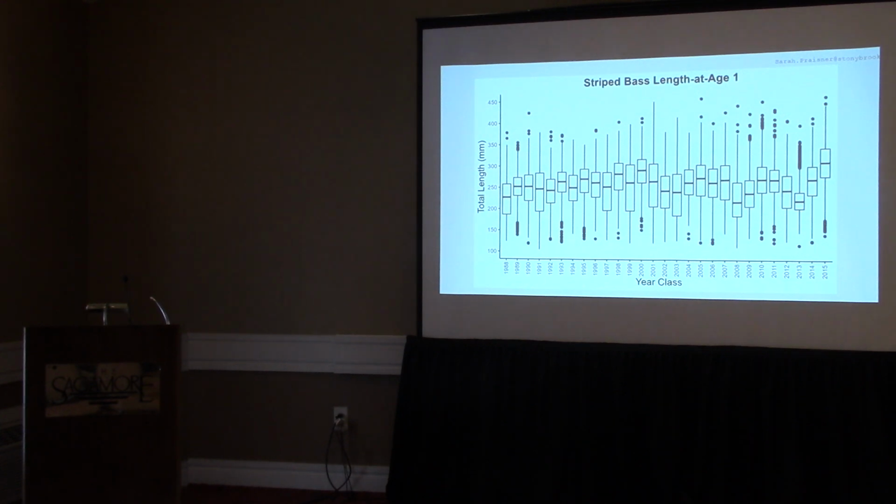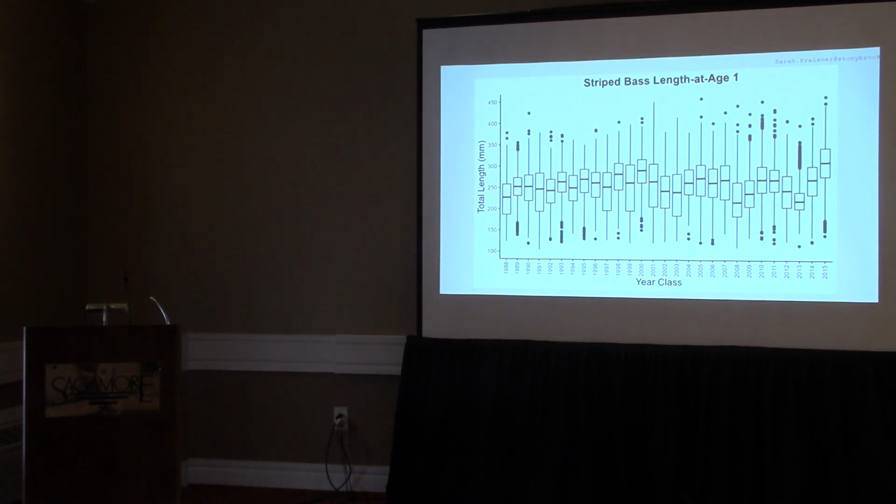So what we get from that is a great look at striped bass length at age from 1988 to 2015 year classes. That's on the x-axis there. Then on the y-axis we have total length from 0 to 450 millimeters. And there's nothing crazy, nothing jumping out at you. It's not like we're seeing them get bigger every single year.